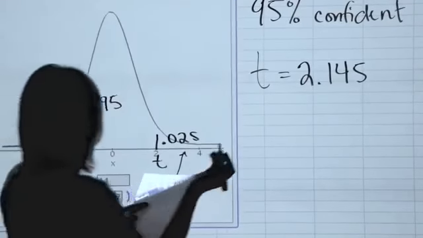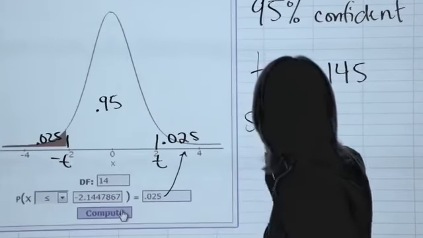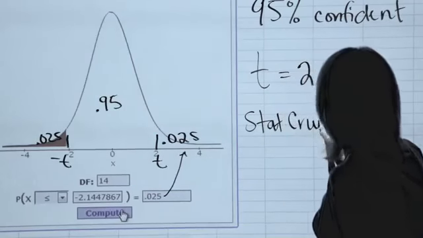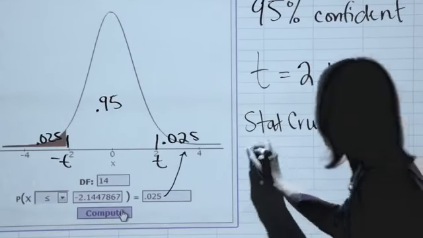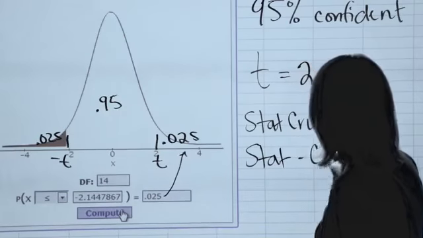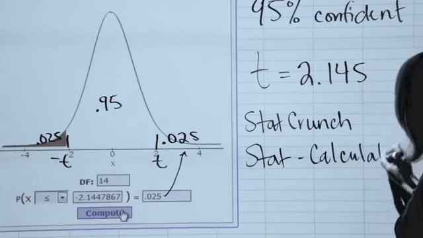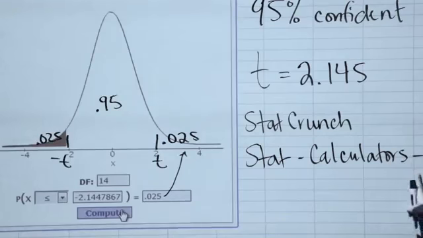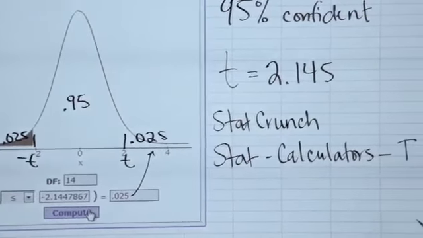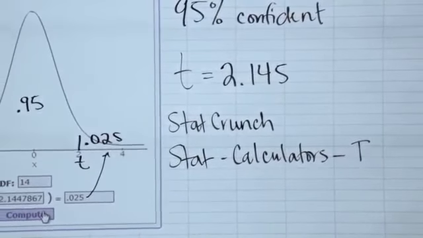And then just a reminder that you may want to jot down in your notes where we found this. This came from StatCrunch. We went under Stat, Calculators, T to get here. So you may write that down just in case you forget where that calculator was on StatCrunch. One more comment about this.